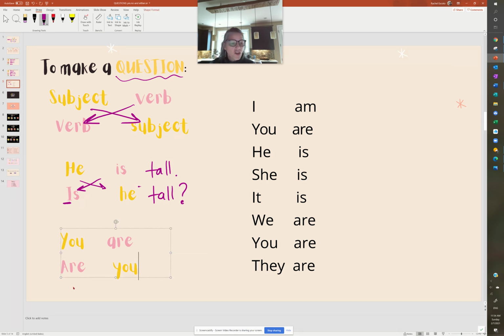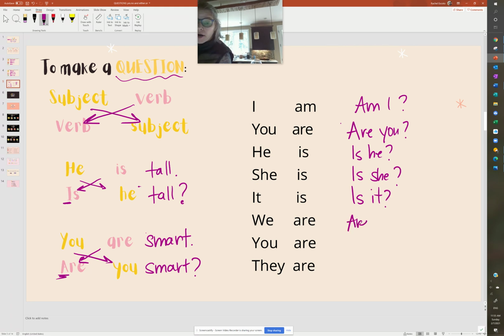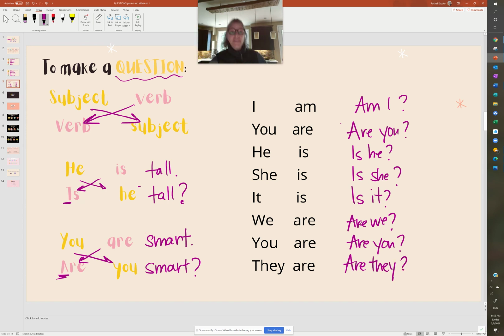And same thing here. You are smart. This is an affirmative sentence. We would switch places, right? Make this the capital letter. Are you smart? Right? So all of these switch places, from I am to am I, from you are to are you, from he is to is he, is she, is it, are we, are you, are they, right? So to go from the affirmative or negative statement to a question, we change the place of the subject and verb.